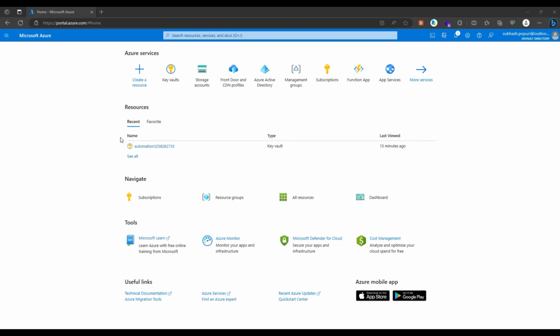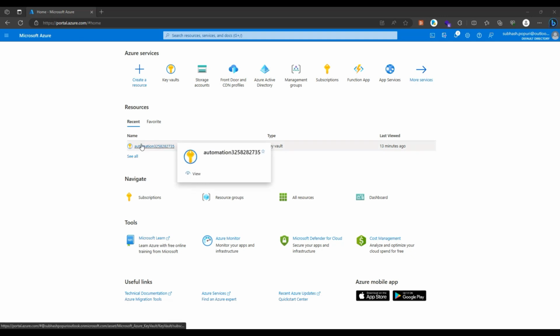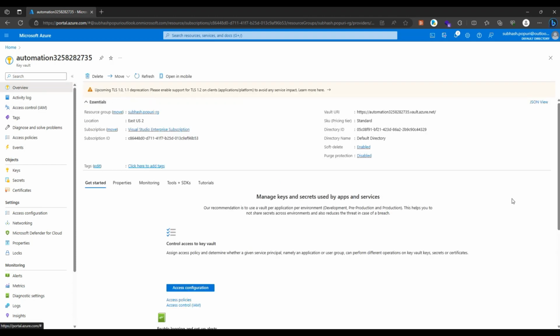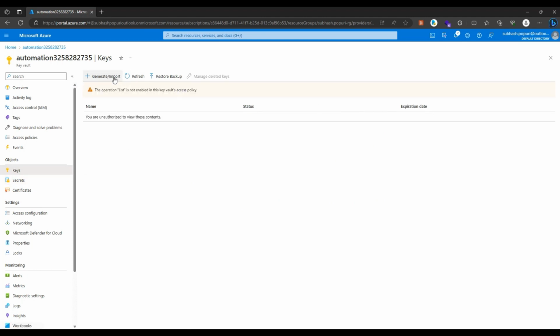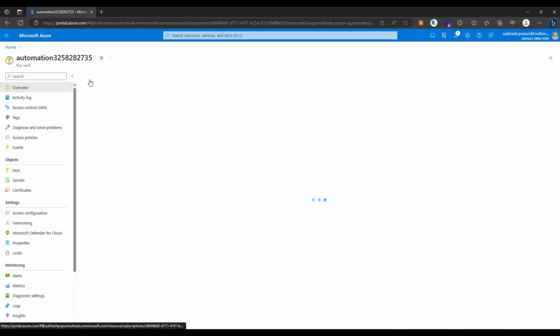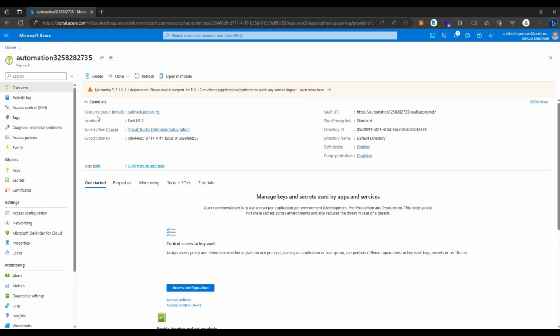Now, a role in the context of Azure is a combination of multiple permissions which are defined for each resource. For example, when you go to a resource, you are able to see this information, for example the vault URI, what is the directory ID, and other information. And probably you can also go and create a new key. So these are all the privileges that were assigned to me, and this combination of all these privileges or permissions is defined as a role.